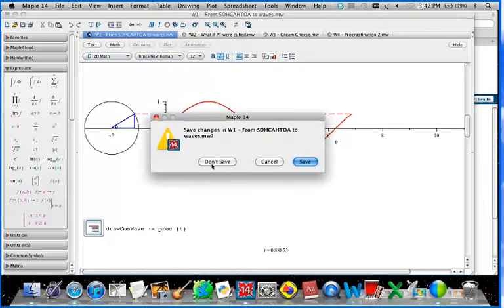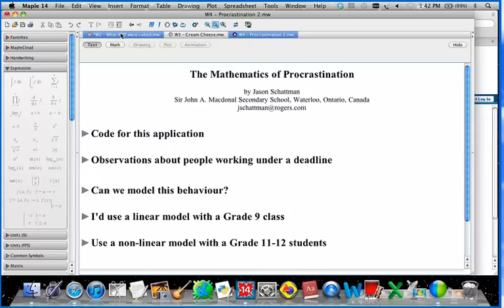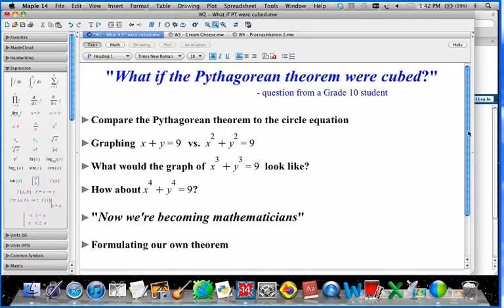For the second part of our presentation, I'd like to go to a question that a student asked me in class one day after we were doing equations of circles, and I was trying to teach them how the Pythagorean theorem is related to the circle equation.